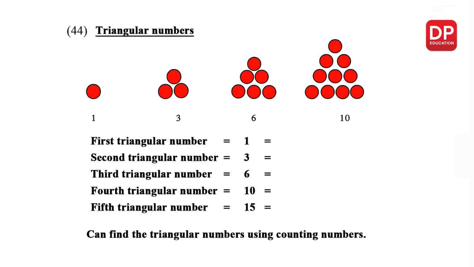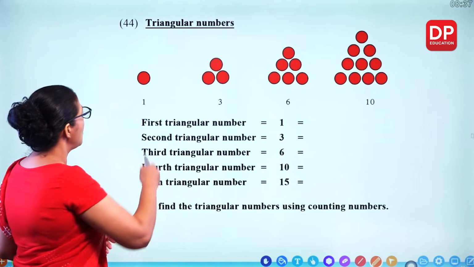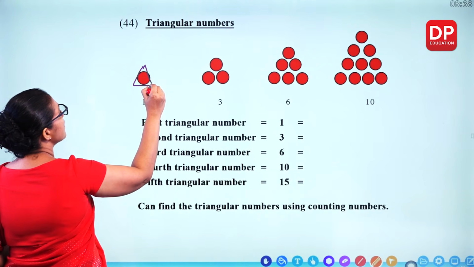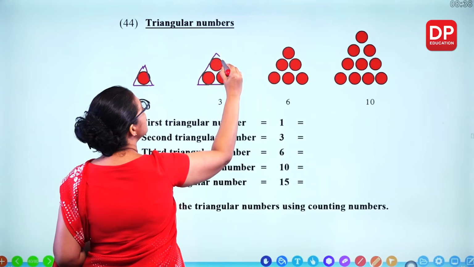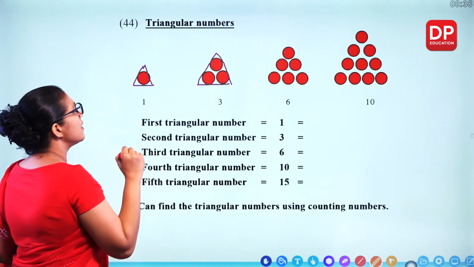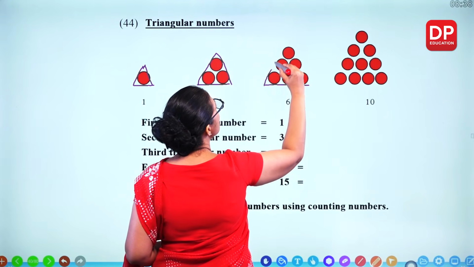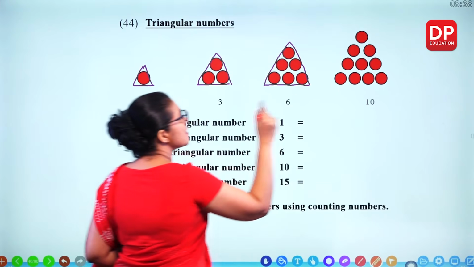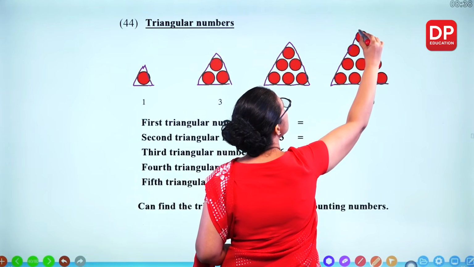Now we'll look at what are triangular numbers. You can make a triangle. 1 is the lowest triangle number. Then you can make a triangle with 3. Then with 6. When you add all these circles, you get 6 circles. So the next triangular number is 10.